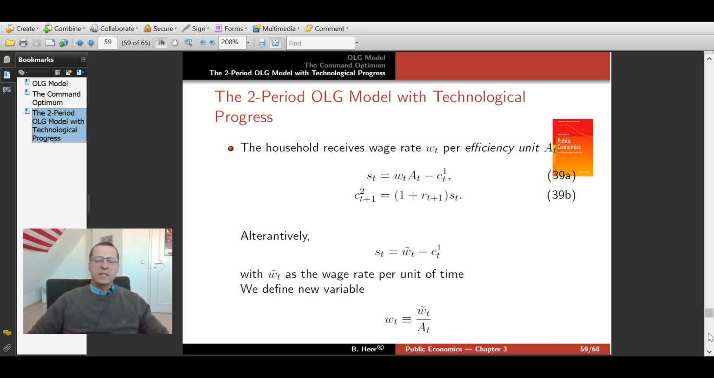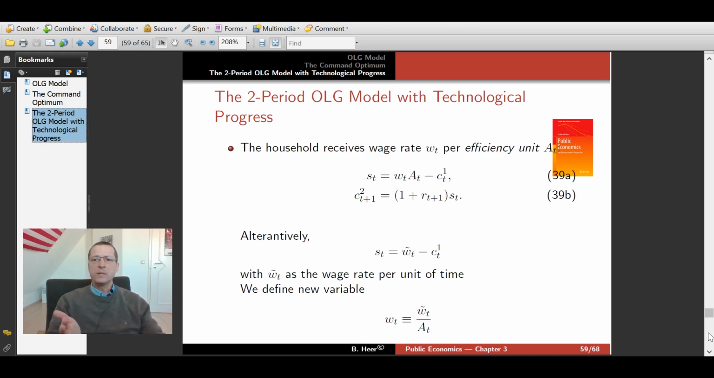Now we would like to specify our model in stationary variables, otherwise it's difficult to solve the model. So we would like to have parameters and variables that do not change over time in the steady state. And therefore we use the new variable w_t, which we define as the ratio of the wage rate per unit of time, tilde w_t, divided by aggregate labor productivity, a_t. And then our budget constraint, which you might be familiar with, s_t is equal to tilde w_t minus c_1t, becomes equation 39a.